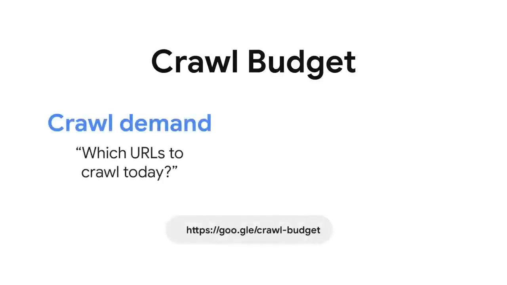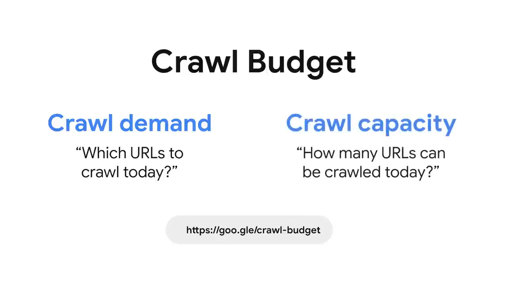Crawl budget is a mix of how many URLs Google wants to crawl from your website, the crawl demand, and how many URLs our systems think your server can handle without problem, the crawl capacity. With HTTP2 crawling, this gets a little bit more complicated because a single connection can include multiple URLs.